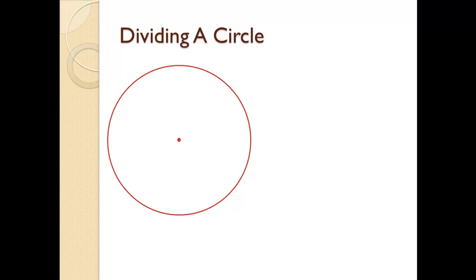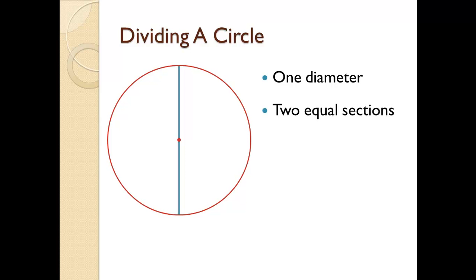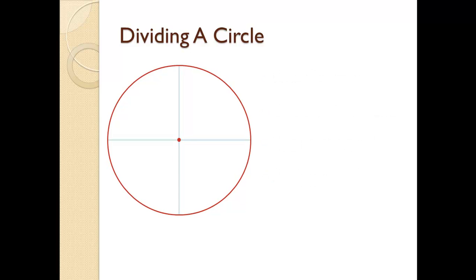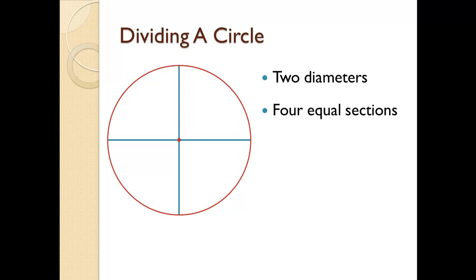Dividing a circle. If we have one diameter, we then have two equal sections. Each section is 1/2, and that is also known as, or also written as, 1/2. If you have two diameters, and you have 4 equal sections, each section is 1/4, and that's also known as, or also written as, 1/4.